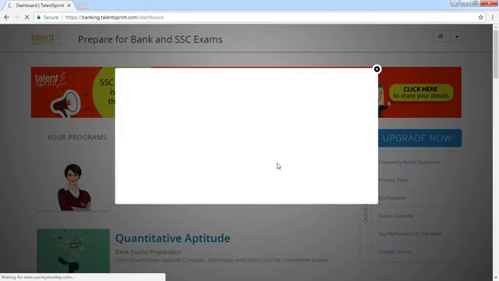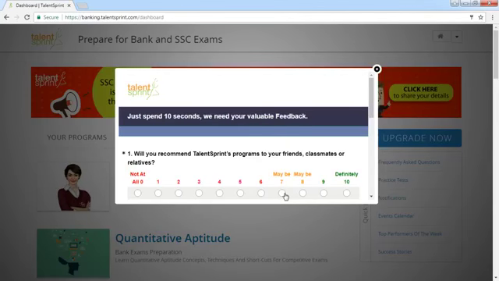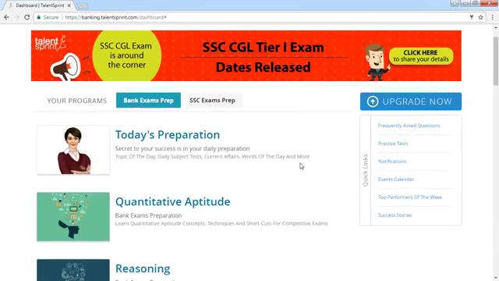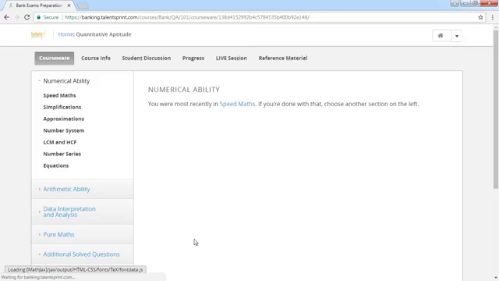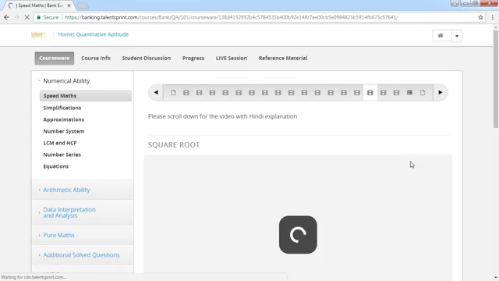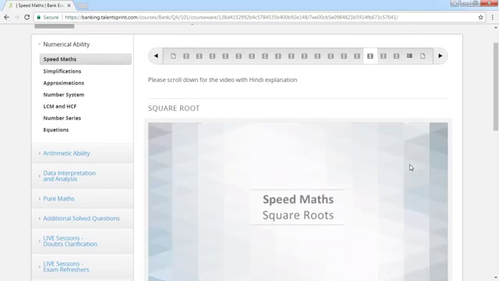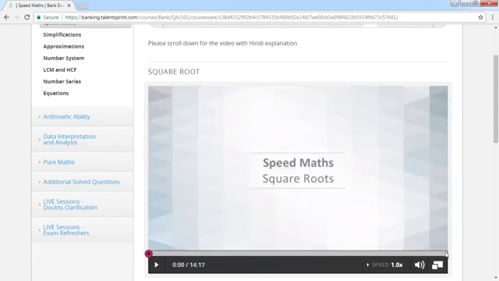It's logging in. Now this is the way we take feedback for our platform, feedback for our service and the content. So if you are already an existing customer, you would definitely know this. Okay, so we move to our quantitative aptitude, and today what we are going to learn is about square root. I'm going to show you how it will help you in speed maths. Get into speed maths, and we will see a video which deals with square root that will help you to crack any questions related to square root. So let's just play the video.